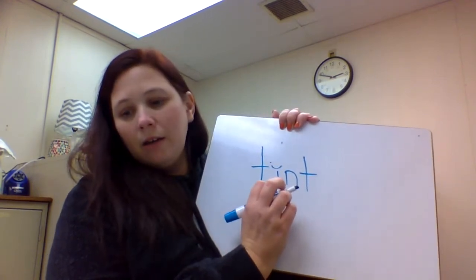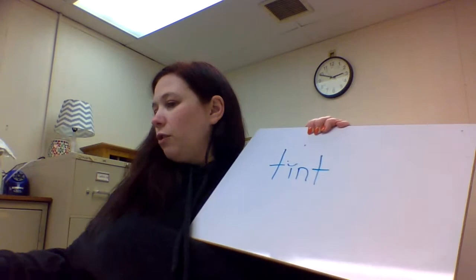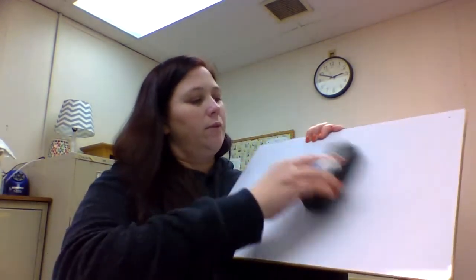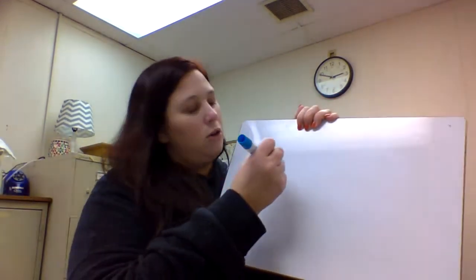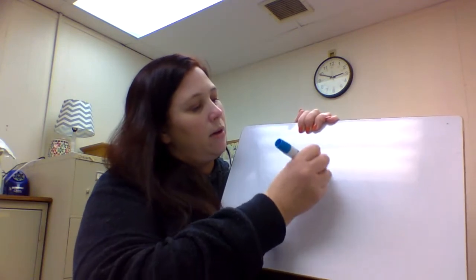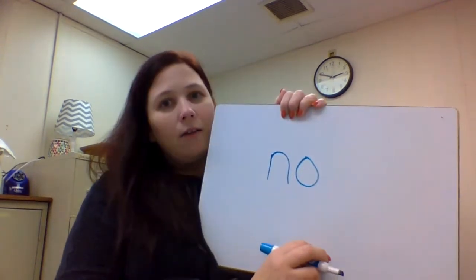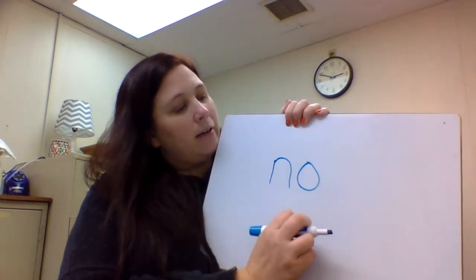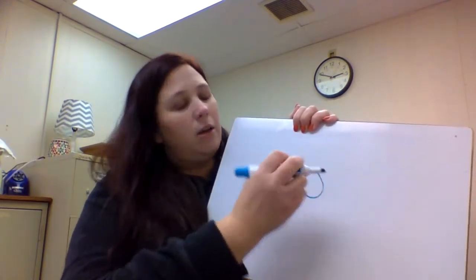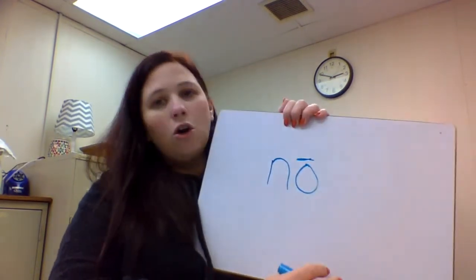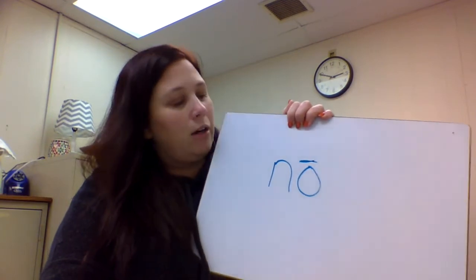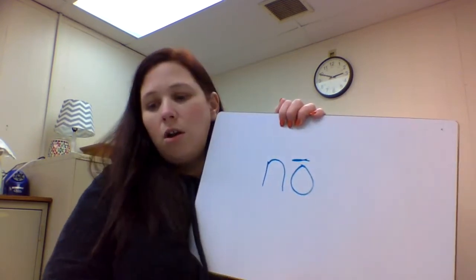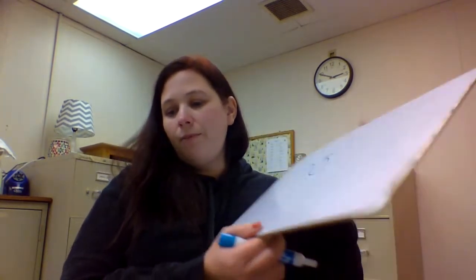All right. Our next word that we're going to do, we did this one last time, is no. Is our vowel followed by a consonant? There's nothing here. So we know that makes our O say its name, and it gets a macron. So it's N-O. No. Good job.